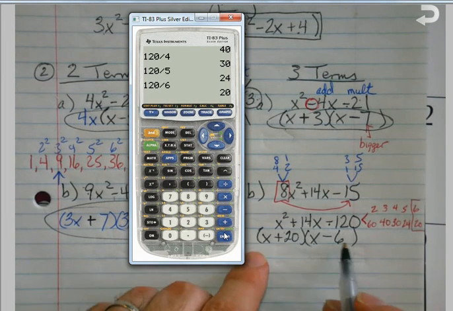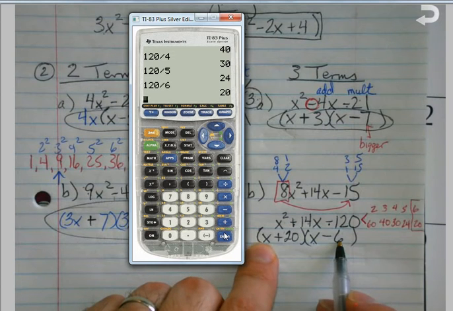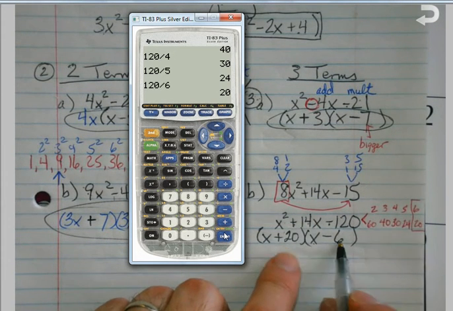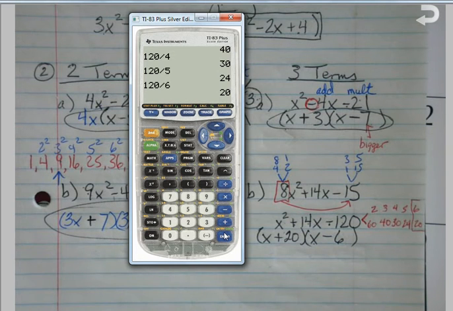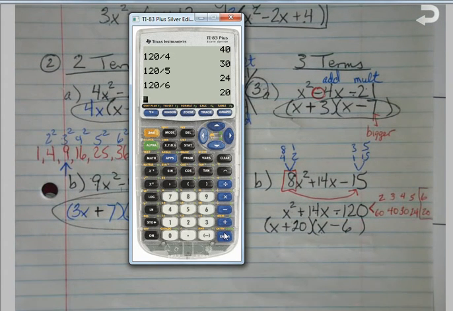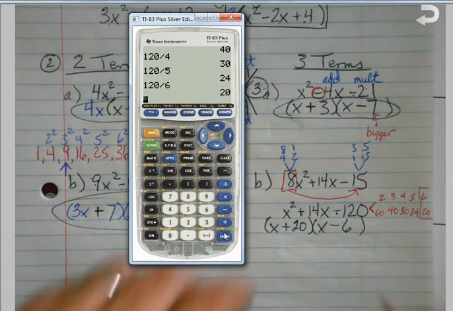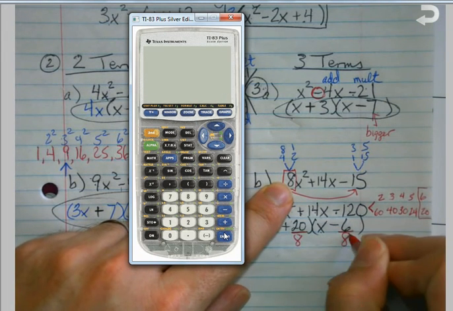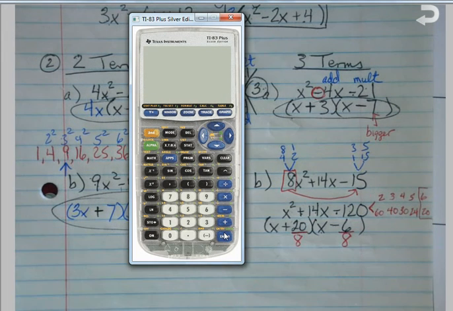X squared negative 6x plus 20, so 20 minus 6 is 14, and 20 times 6 is 120. Okay, but some of you that did this on the quiz, this is where you stopped. And I wrote on your paper, this isn't just slide, it's slide and divide. So you're like, oh yeah, so I got to divide by that number in front. I got to divide by the 8. Okay, and that's the right next step.